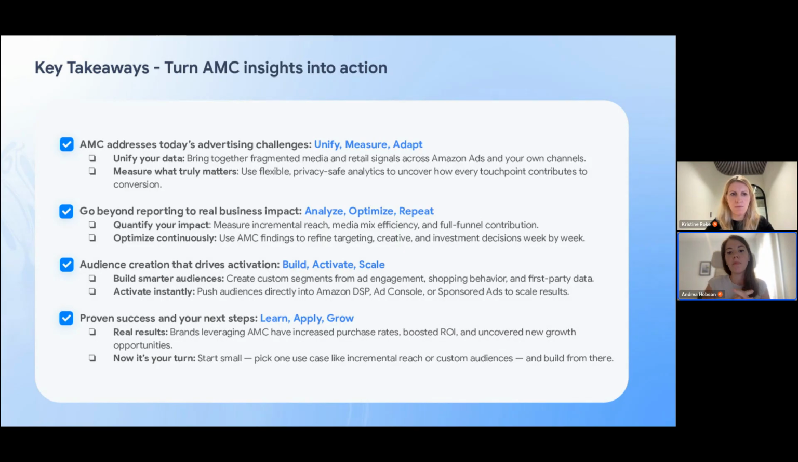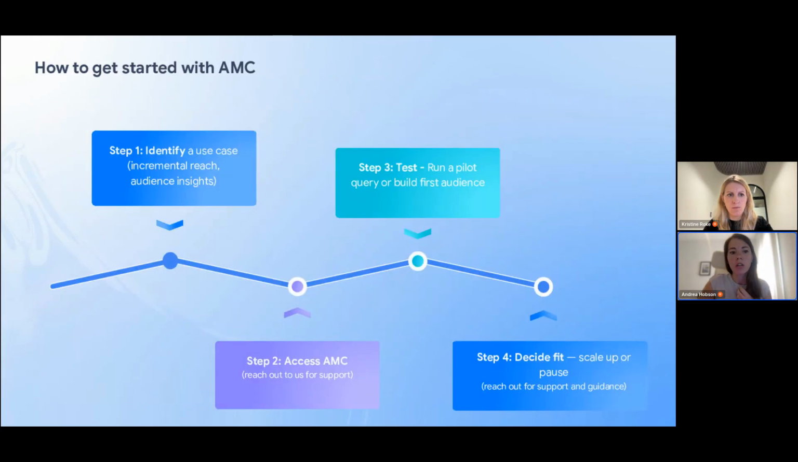So the next step is to find a use case, for example, maybe incremental reach or custom audience creation, and then test it and scale it from there. Obviously, we are here to support you every step of the way. So lastly, just to cover what the next steps are, and how we can start using AMC. So first, identify the use case.